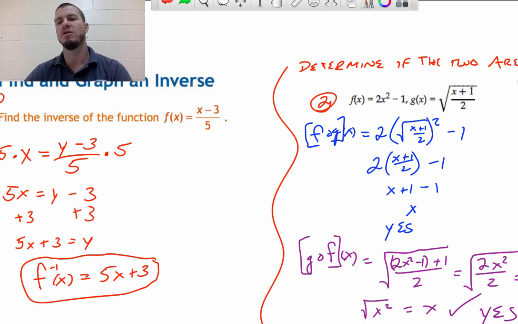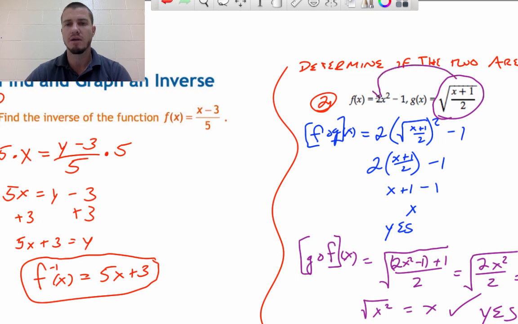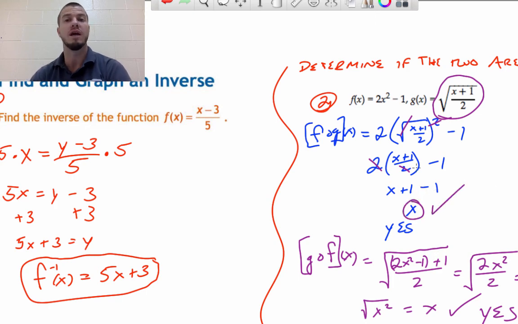And to determine if these two are inverses, plug one into the other one, f of g. So I plug this whole function here into x, and I end up getting 2 times that square root squared minus 1. Well, the square root and square basically cancel each other out. So I'm left with 2 times x plus 1 over 2. And here, this 2 and 2 cancel each other out. So I'm left with x plus 1 minus 1, which is equal to x. So it works. It is equal to x, which means yes, they are inverses.